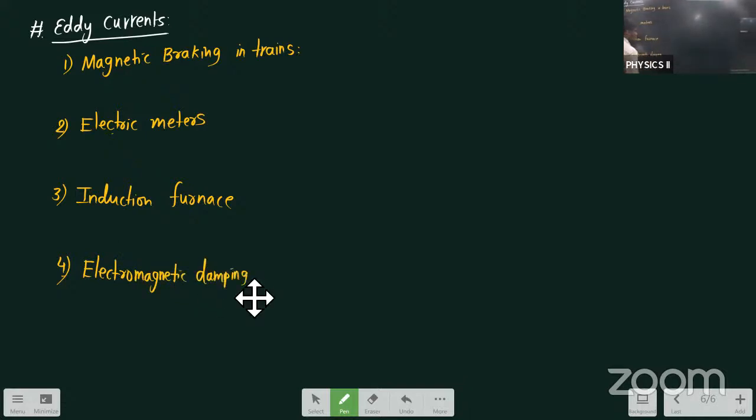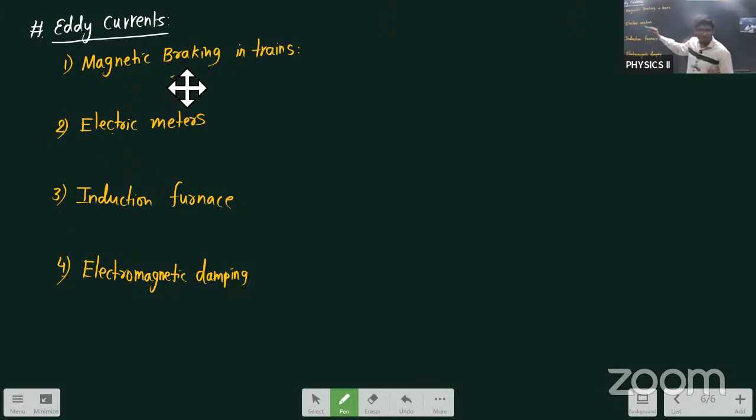See here, how eddy currents are utilized in magnetic braking of trains. Below the rails, there will be some electromagnets. Whenever we activate that electromagnet, eddy current will generate, and this will oppose the motion of the train. Due to that, the train will stop.